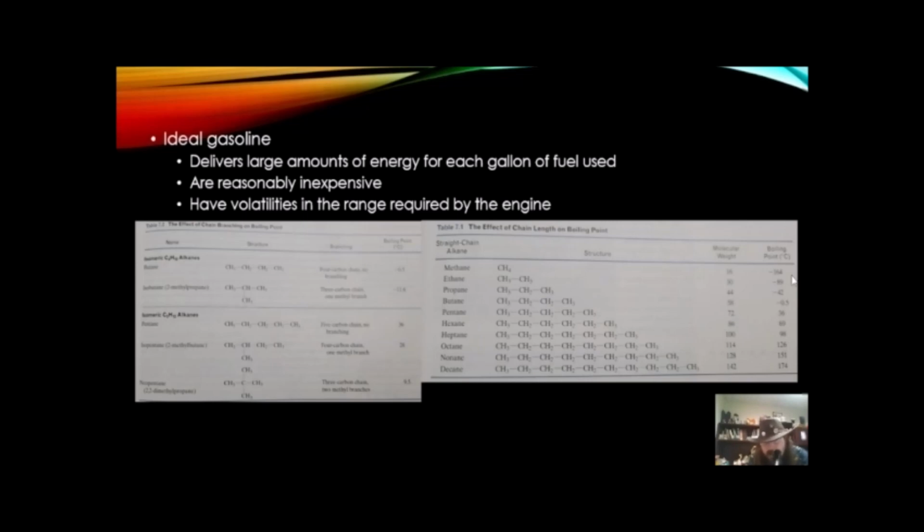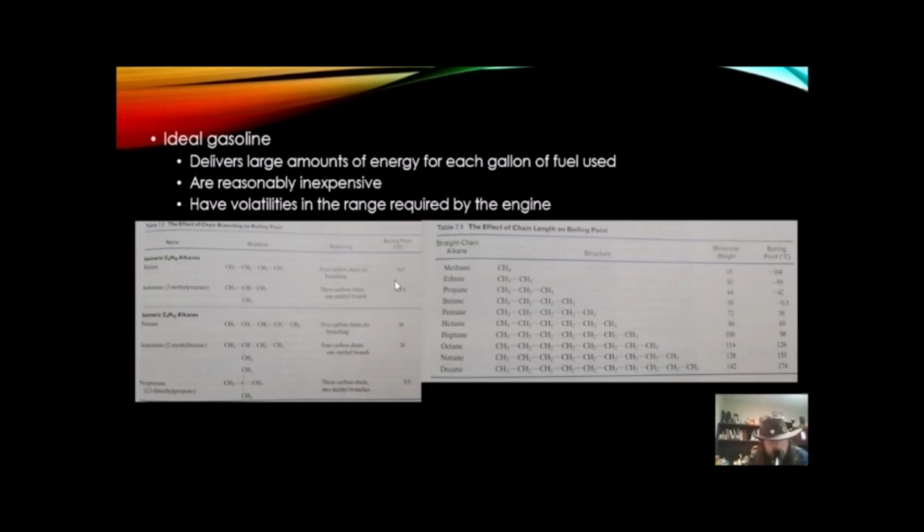Methane boils at -164, so it's almost guaranteed to always be a gas. Ethane, -89. Propane, -42. Butane, -0.5. Pentane is 36. Hexane is 69. Heptane is 98. So getting longer and longer chain lengths means it's heavier and heavier, and it boils at a higher and higher boiling point.